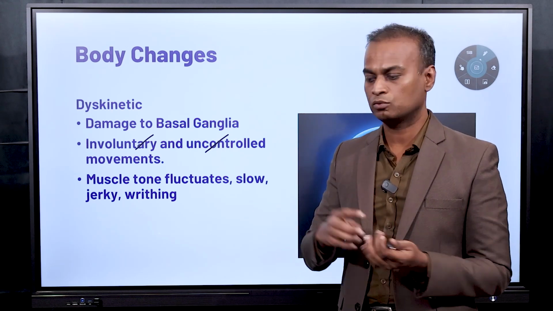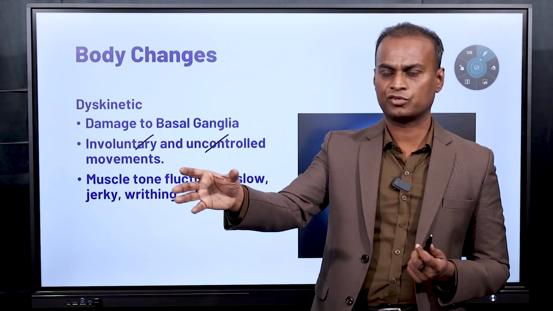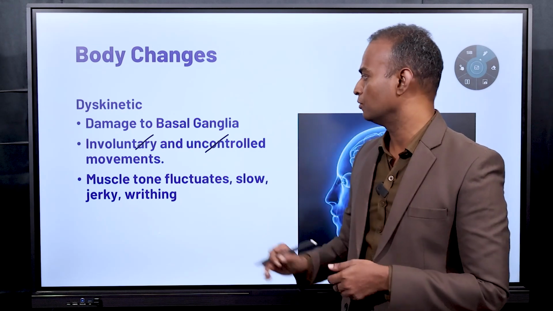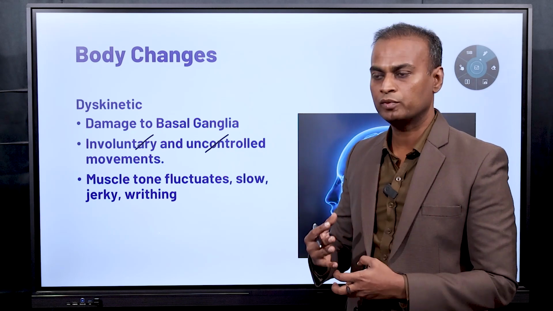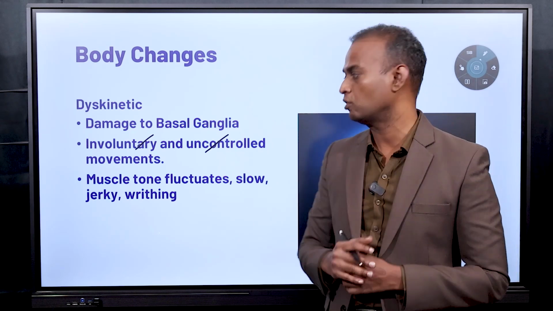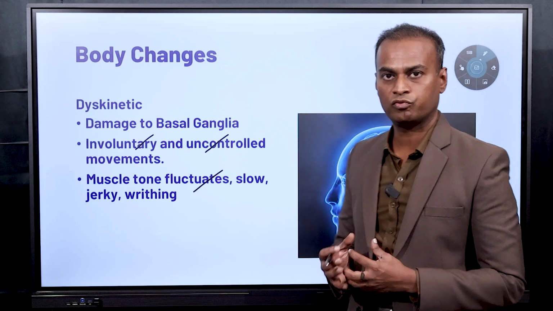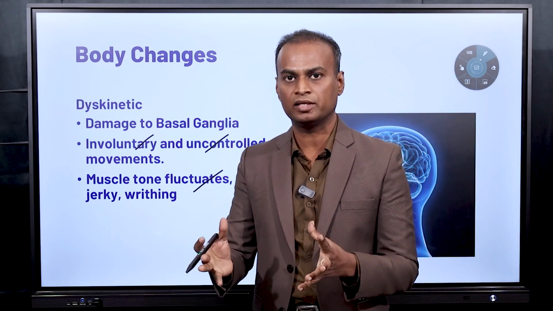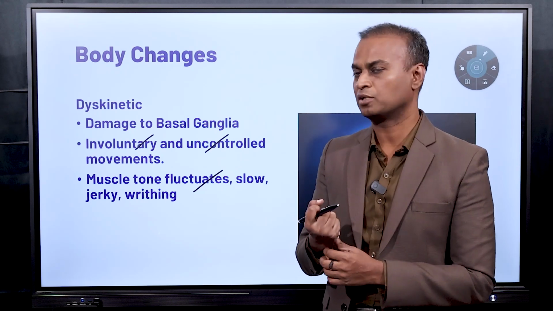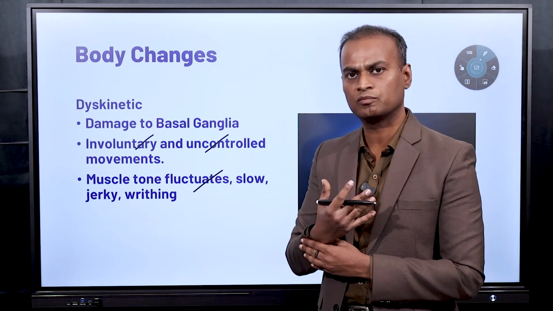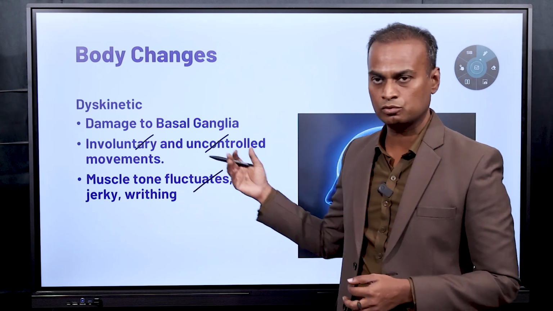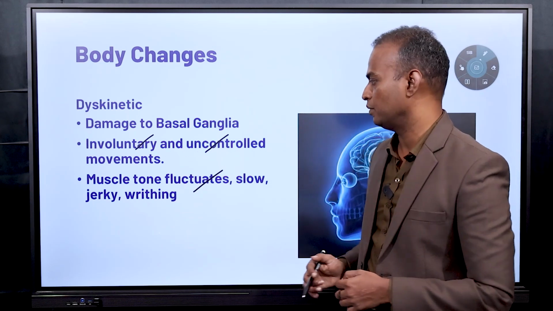For example, if you want to take a pen, you have to go straight and grab the pen, right? No, it will be shaky like this. So there are a lot of involuntary movements when you try to perform a voluntary movement. And also muscle tone fluctuates. Sometimes the muscle becomes strong, sometimes weak, sometimes your muscles become rigid, sometimes flaccid and loose. So you see a lot of changeability when there is damage to the basal ganglia.